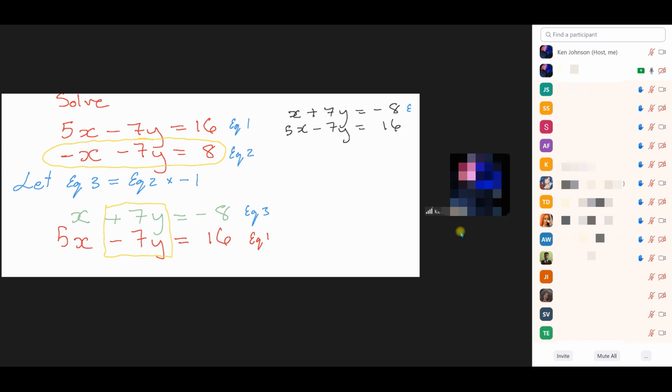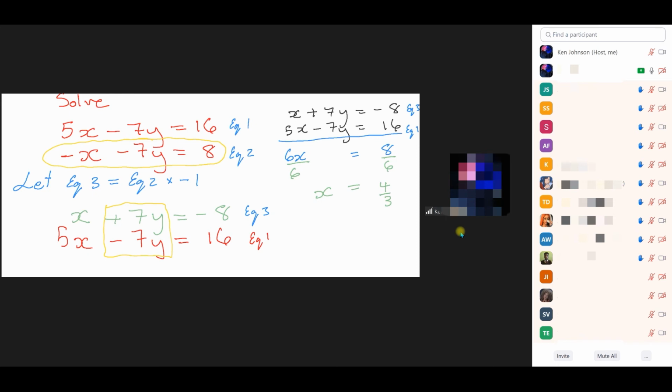And then we would actually add these. When we add these, we'll get 6x. Those will be canceled. When we add this, we'll get 8. And then we'll divide by 6, so that x is equal to, when we reduce this, 4 over 3.